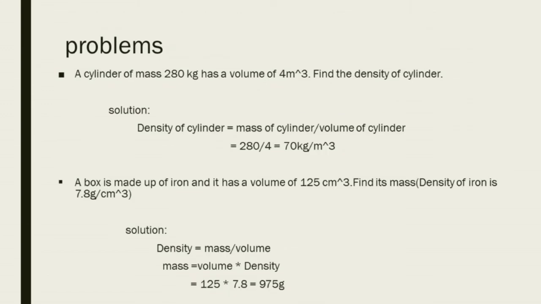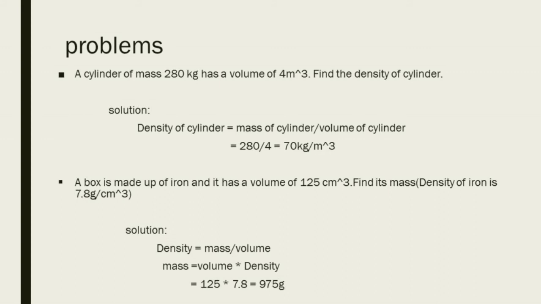Problems related to density. A solid cylinder of mass 280 kg has a volume of 4 meters cube. Find the density of the cylinder. What's the formula to find the density? Yes, it is mass per volume. So density of cylinder is equal to mass of cylinder by volume of cylinder. So 280 by 4 is equal to 70. What is the unit? Yes, it is kilogram per meters cube.